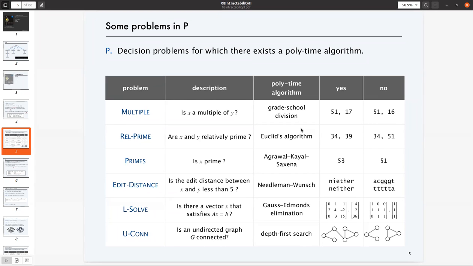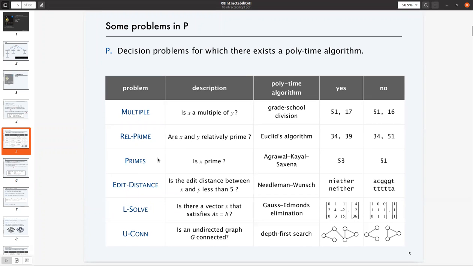So suppose you are asked if two numbers are multiples of each other. How can you solve this problem? Just by simple division, right? So this is a polynomial time algorithm. And suppose you are asked if two numbers are relatively prime or not. You can apply the Euclidean algorithm for that, and this is also a polynomial time algorithm.